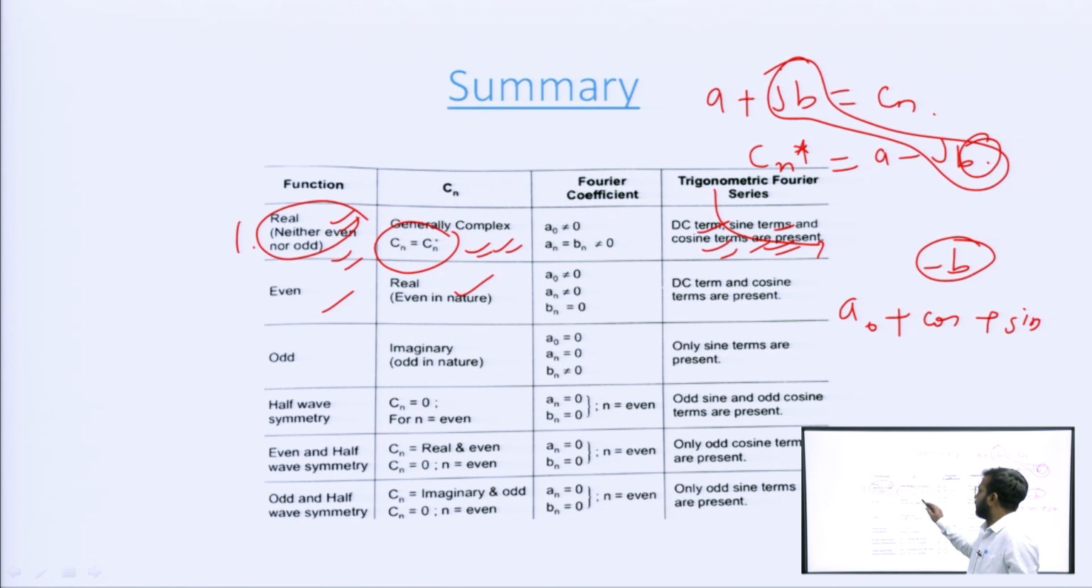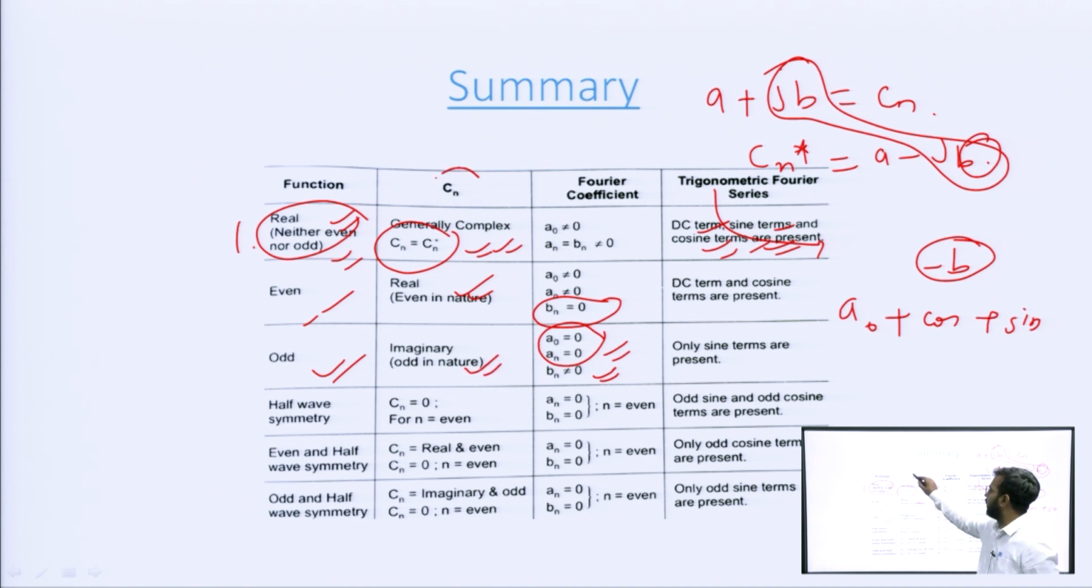Next, we have seen the case when the function is even and real. When the function is even, only bn is equal to 0, and when the function is odd, both a naught and an are 0 and only bn is not 0. So, if a function has odd symmetry and someone asks for the value of this coefficient, we can directly say that the value of a naught and an is equal to 0.